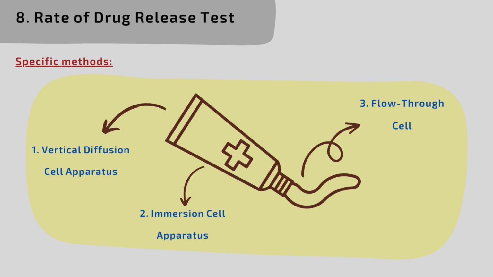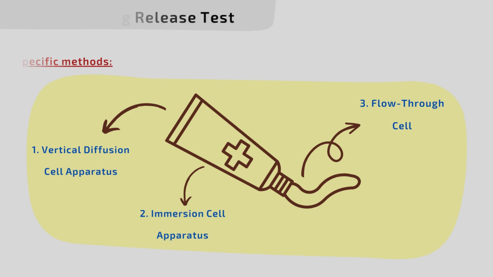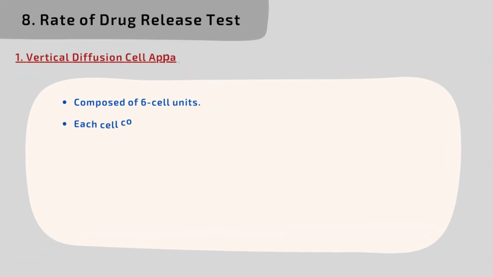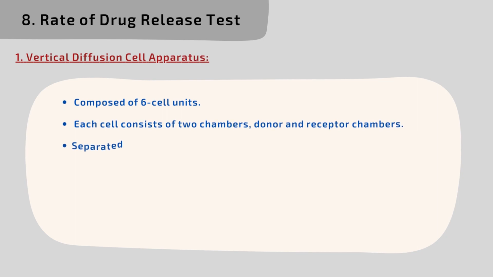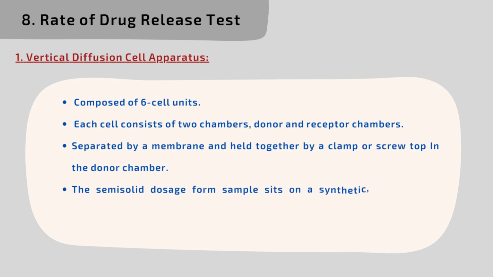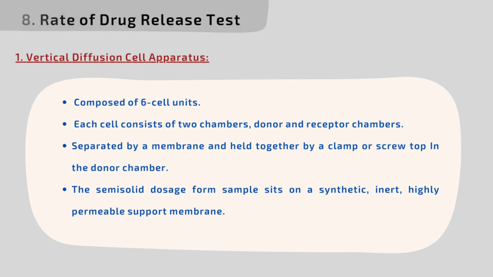Specific method: vertical diffusion cell apparatus, immersion cell apparatus, flow through cell. Vertical diffusion cell apparatus is composed of a 6-cell unit. Each cell consists of 2 chambers, donor and receptor chamber, separated by a membrane and held together by a clamp or screw-top in the donor chamber. The semi-solid dosage form sample is set on a synthetic, inert, highly permeable support membrane.